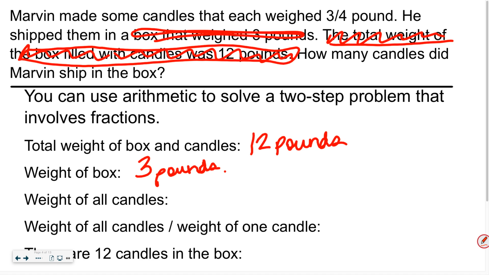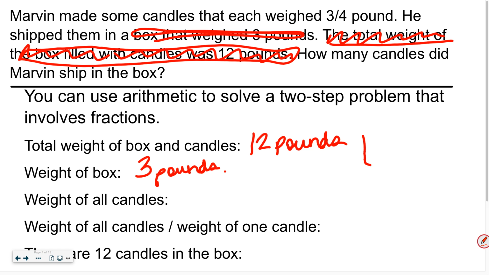Divide 12 and 3. Do you want to do it? Who agrees? Divide. Anyone want to challenge that and say, I think it might be something else? You subtract it. Why would you subtract it? Because the box, it tells you, weighs 3 pounds. So you subtract the box from the candles.